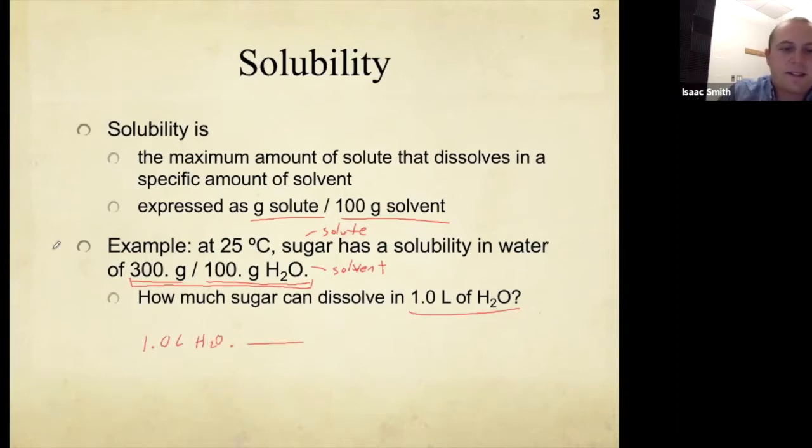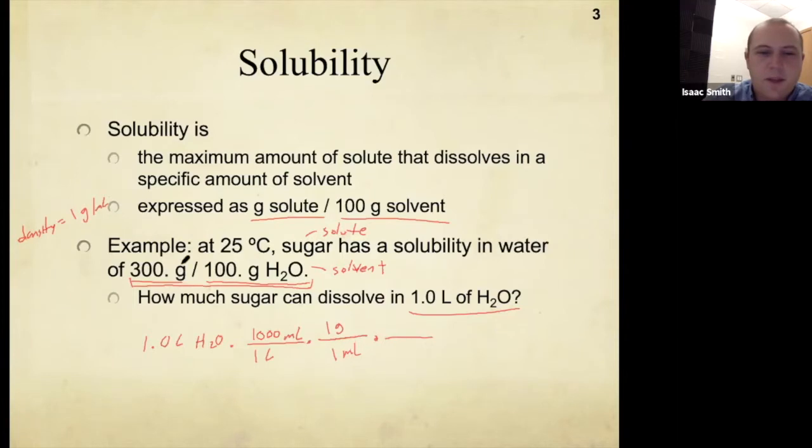All right, we know the density of water is equal to 1 gram per milliliter, okay? So we need to convert our liter to milliliter first. So 1 liter is equal to 1,000 milliliters. And then we can say the density of water is 1 gram for every 1 milliliter.